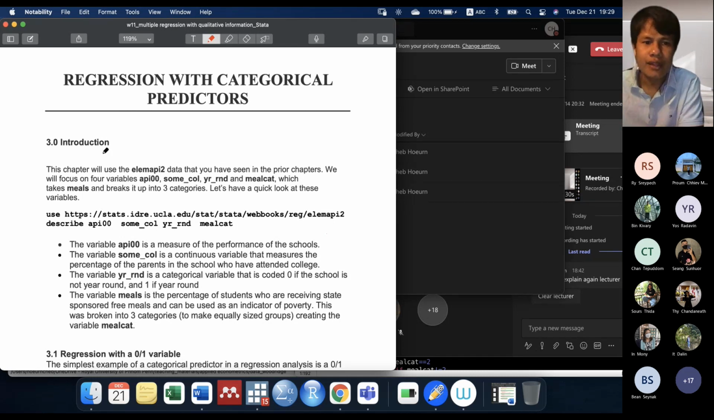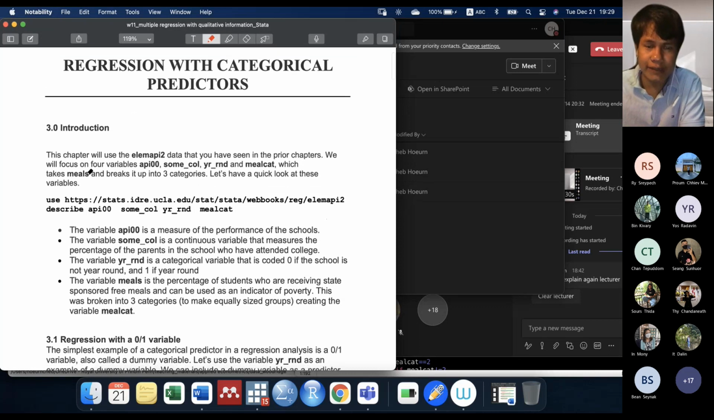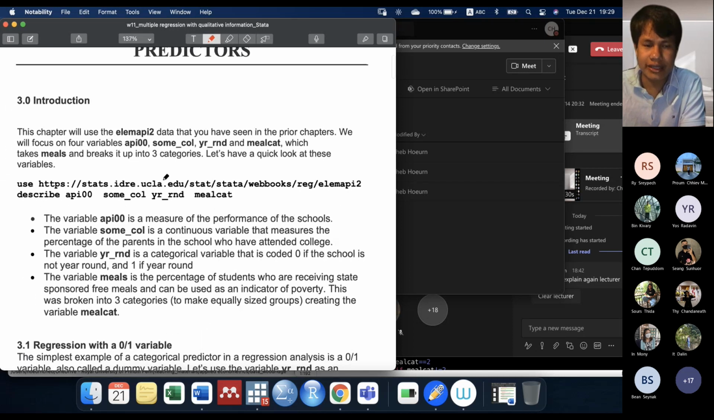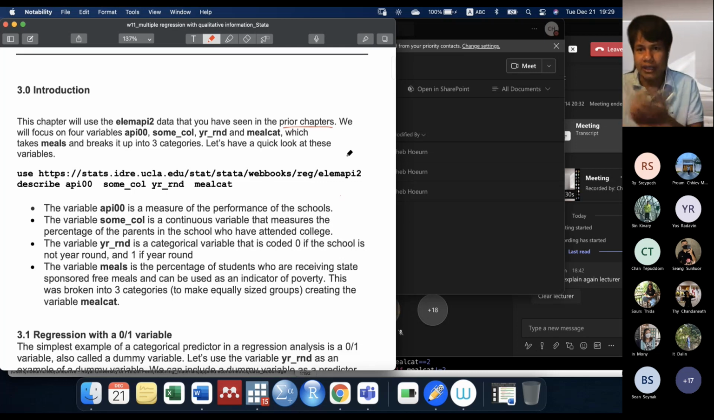All right, so allow me to read this document. You have it in your hands. You can download it. All right. So this chapter will use the elementary academic performance 2 data that you have seen in the prior chapter. All right. We used that in multiple linear regression.